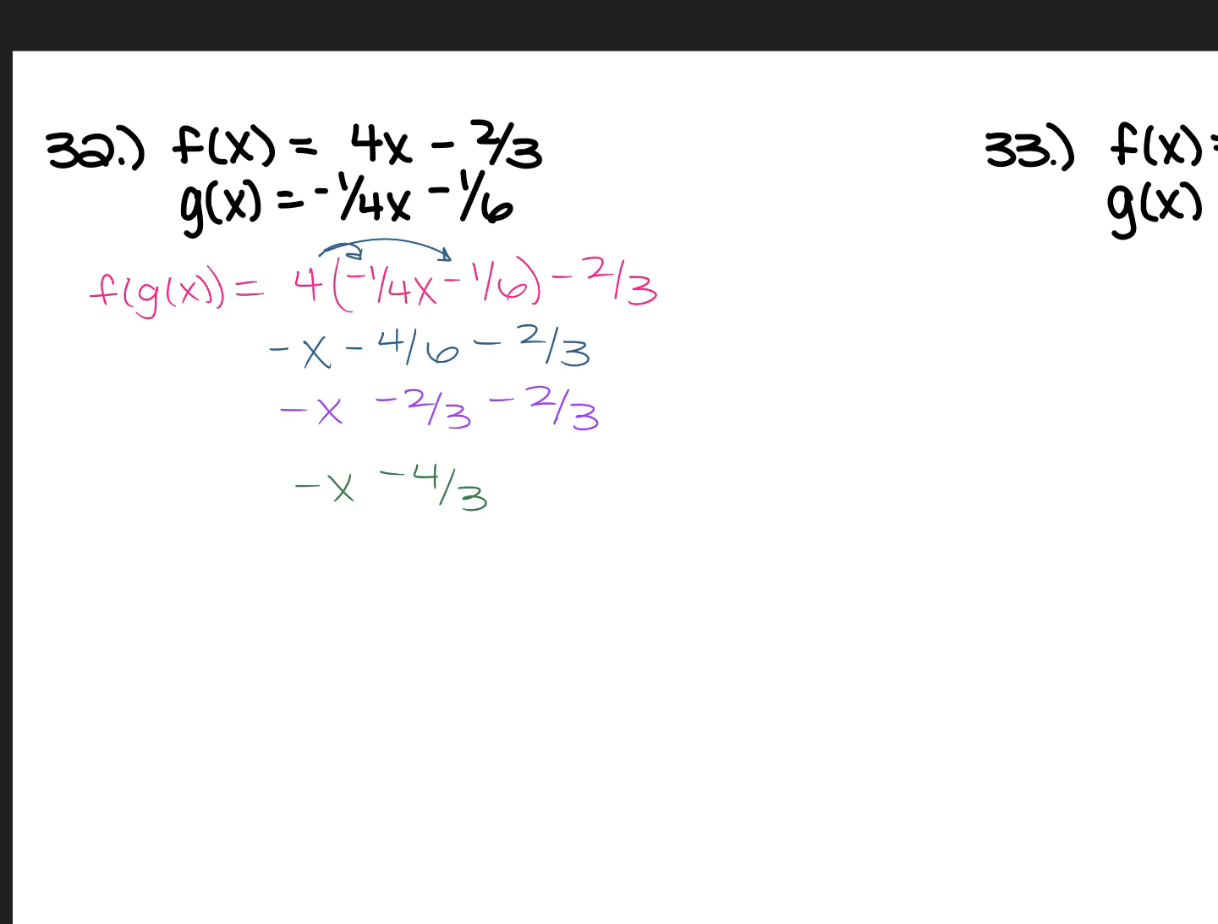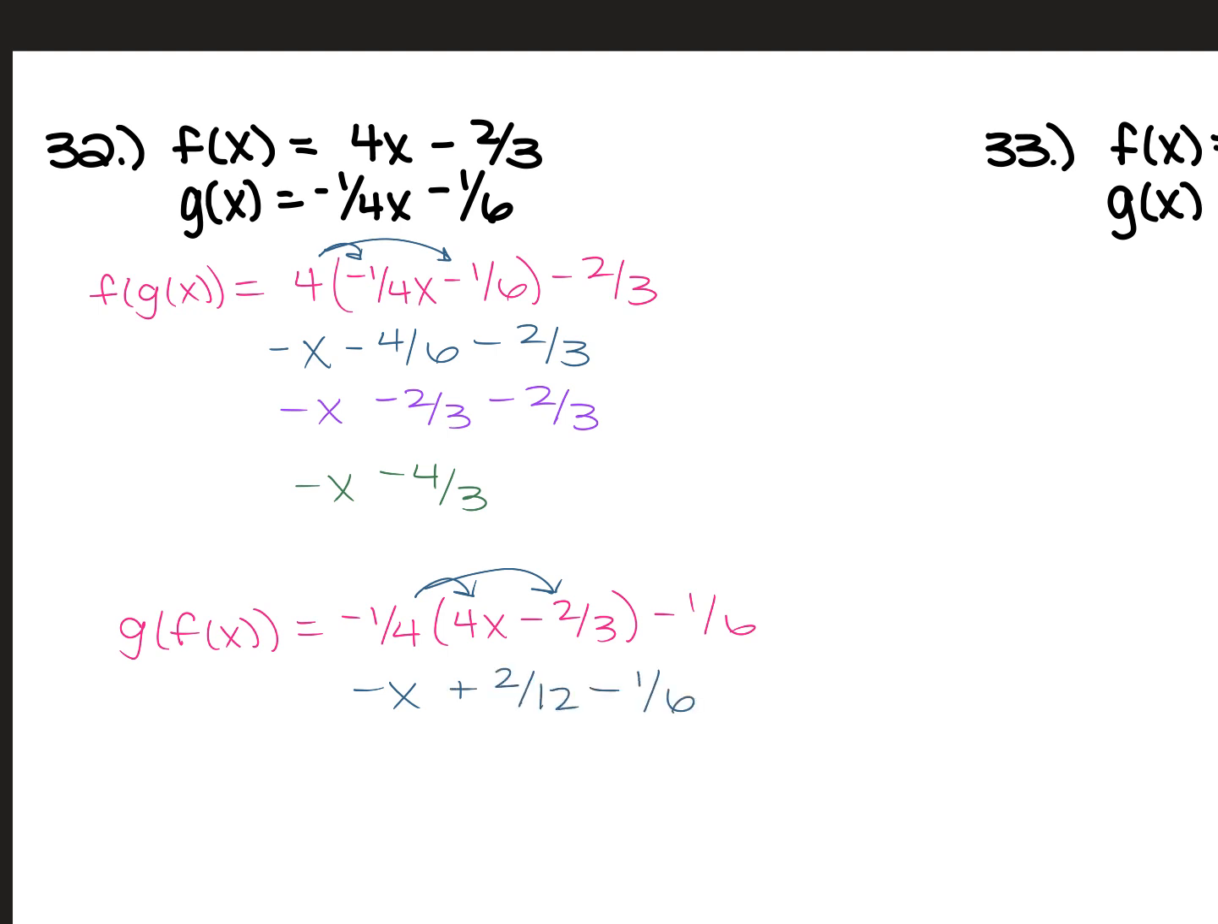If I then find g of f of x, I'm going to take f of x and plug it in for x in g of x. So it's going to give me negative 1/4 times 4x minus 2/3 minus 1/6. So this is going to get distributed in. The negative 1/4 times 4x is just negative x. Negative times a negative is a positive 2 over 12 minus 1 over 6.